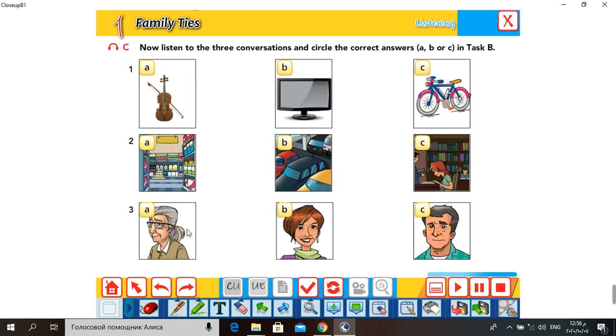After discussing this, now you should listen to the 3 conversations. You will be listening to 3 short conversations and circle the correct answer, A, B, or C, and you have already read the questions. And you should take care that the conversations will follow the order of the questions. I will play the conversation, you listen and mark down your answer, and then I want you to play this part again, listen to the conversation again, and check your answers. Ready to listen?